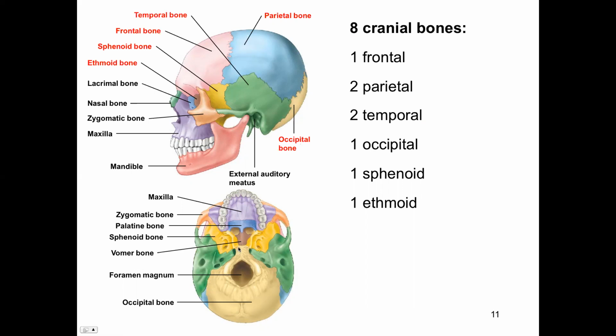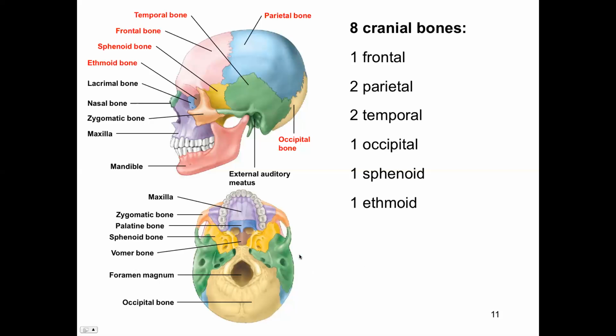Where's the ethmoid? You can't see the ethmoid from here. You can see it through the eye socket. You can see it over here. Actually, no, it's not. You can't see it from the bottom. You can only see it here from the side, all right? But you can see it once you open up the brain case.